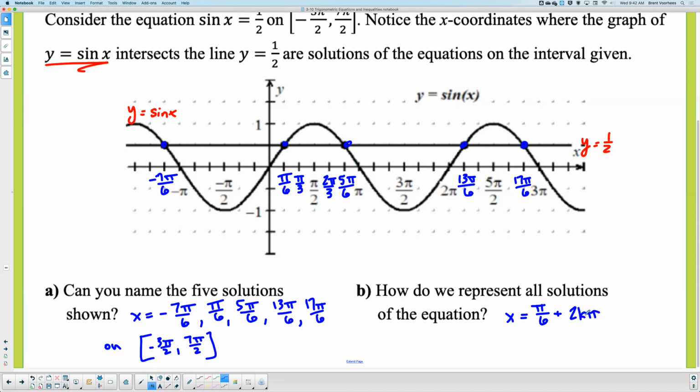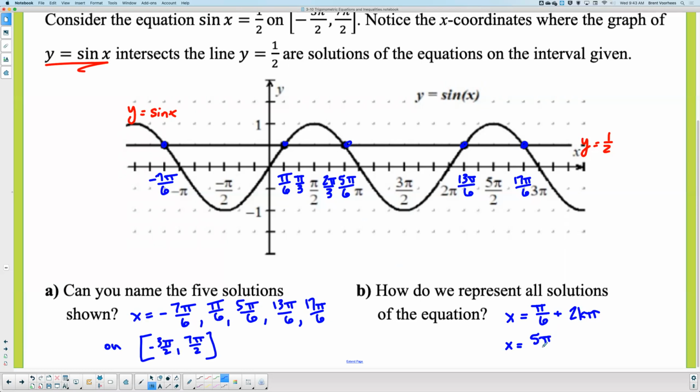So if k is 1, it's the answer 1 to the right. If k was -1, it would be 1 to the left. So that would find all the pi over 6 answers that are increasing as sine increases going up towards its maximum. Now, what would get us as we decrease from the maximum? Well, you would take 5 pi over 6.